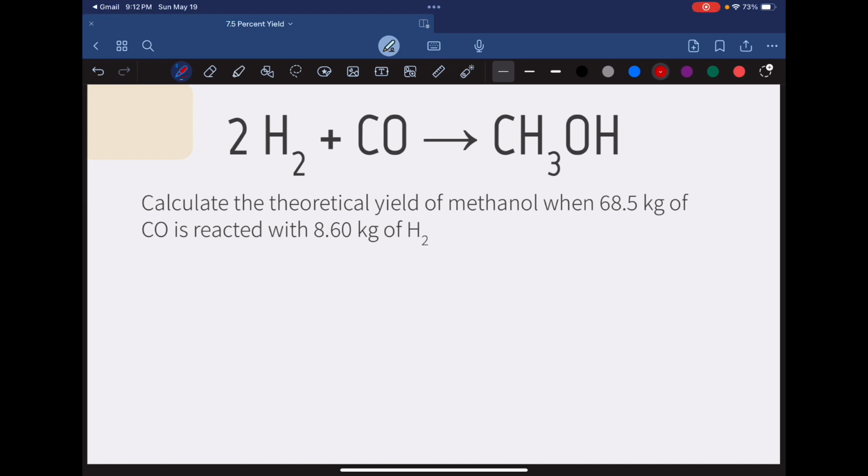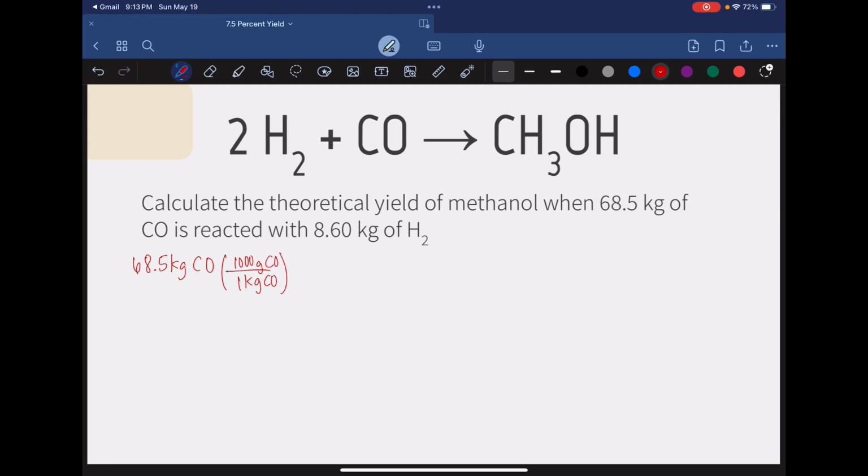Looking at this chemical equation, we have two hydrogen molecules reacting with one molecule of carbon monoxide to produce one molecule of methanol. Calculate the theoretical yield of methanol when 68.5 kilograms of CO is reacted with 8.60 kilograms of hydrogen. You're going to begin with your 68.5 kilograms of CO. You have to convert this to grams first in order to get to moles to use the molar ratio. So 1 kilogram of CO is 1,000 regular grams of CO.